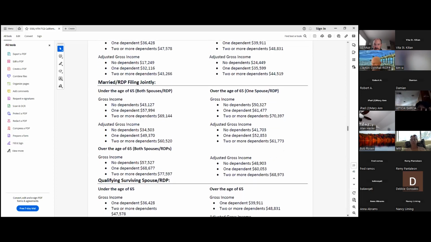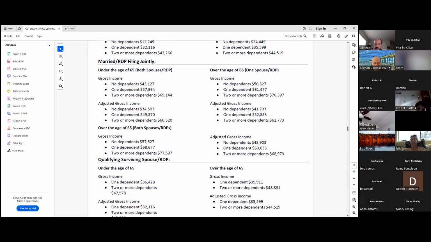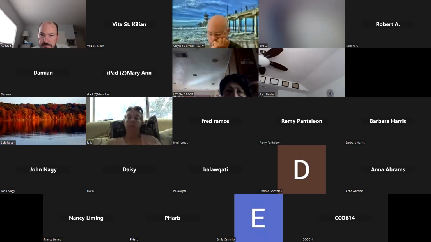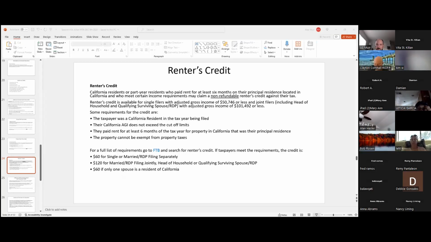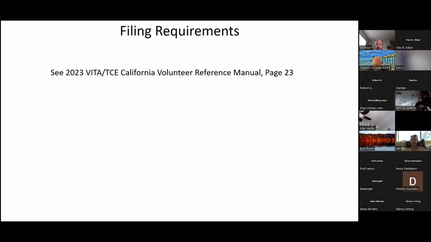And qualifying surviving spouse, again, that's the one that took over. That term is now used instead of qualifying widower. All right, I think that's about all we need to show here. So what we'll do is go back to our PowerPoint. And if you've had an opportunity to use this manual in previous years, the state of California does a really good job updating this manual. And it's a go-to document for California tax preparation.